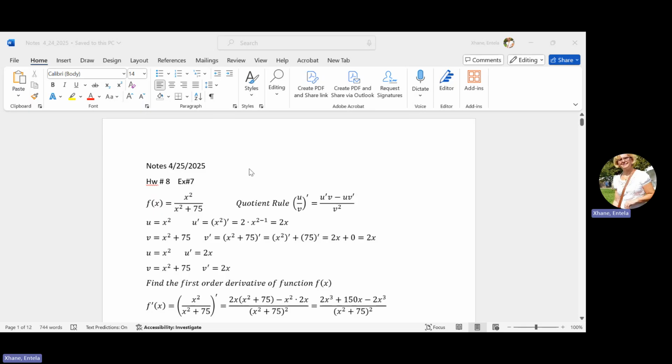So the function is given as x squared over x squared plus 75. As you all know, and that's something that you will need for the test tomorrow, in order to find the extrema, you have to find the critical values, and critical values are computed by finding the first order derivative and setting it equal to 0. And then to find the inflection points, we have to find the second order derivative and set it equal to 0. This is how we find the possible inflection points.